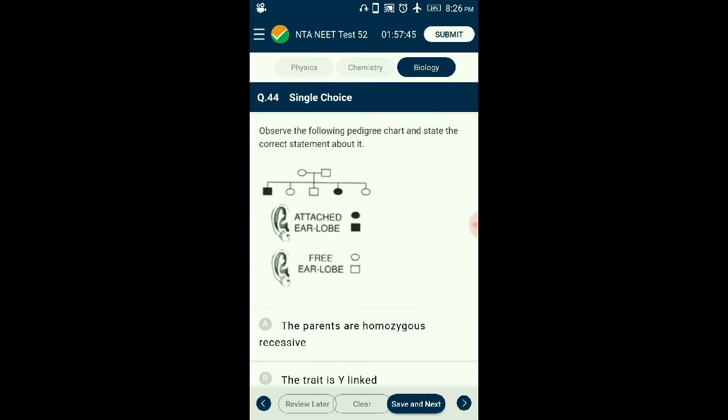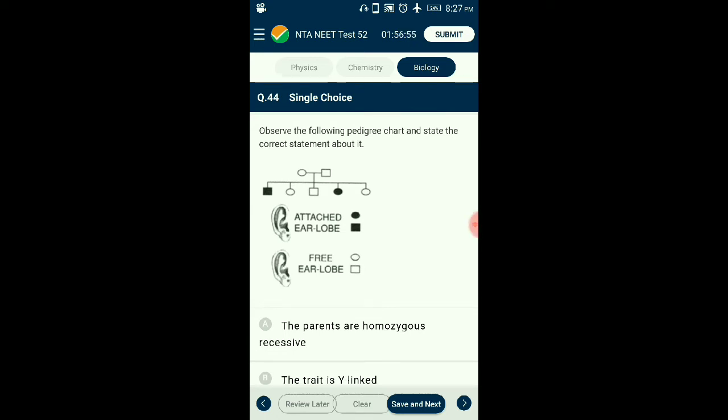Question number 44. Observe the following pedigree chart and state the correct statement about it. In the given pedigree diagram, the parents are having free earlobe structures. Out of their 5 kids, 2 boys and 3 girls, 1 boy and 1 girl have attached earlobe and the other 3 have free earlobe. Since there is an expression of attached earlobe in the next generation, even though the parents are not having it, the free earlobe allele is dominant over the attached earlobe.